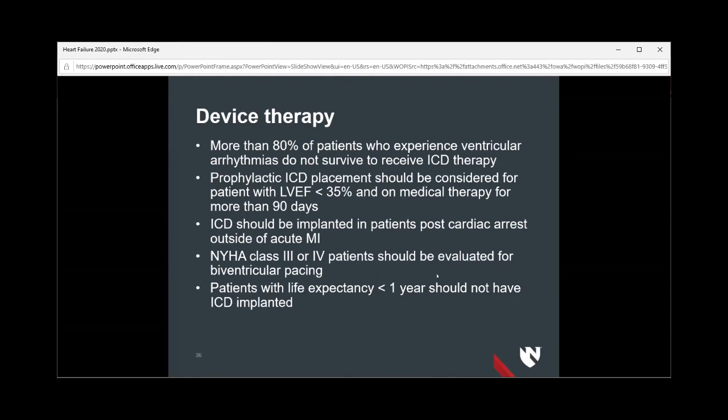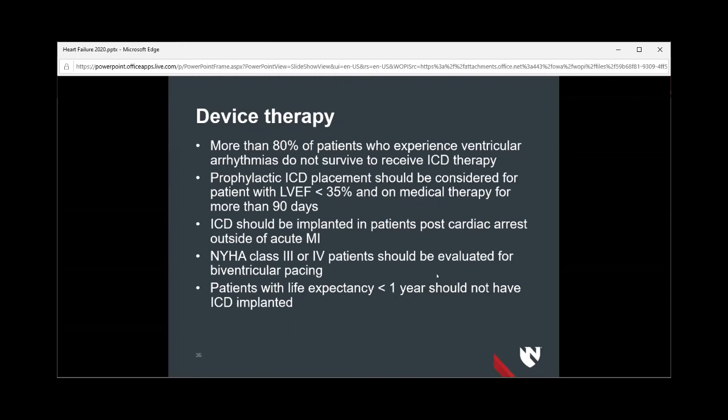More than 80% of patients who have a ventricular arrhythmia do not survive to receive ICD therapy. All studies show that if you've been on guideline-directed medical therapy for at least 3 months or 90 days and your EF remains less than 35%, you should get an ICD. ICDs are indicated for patients post-cardiac arrest outside of an acute MI. So if you have a cardiac arrest outside of the hospital and it's not in the setting of an acute MI, EP should be called and they should have a device.